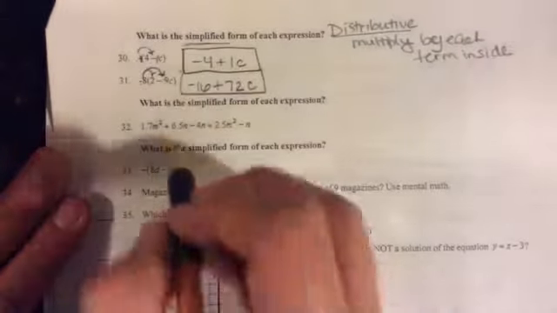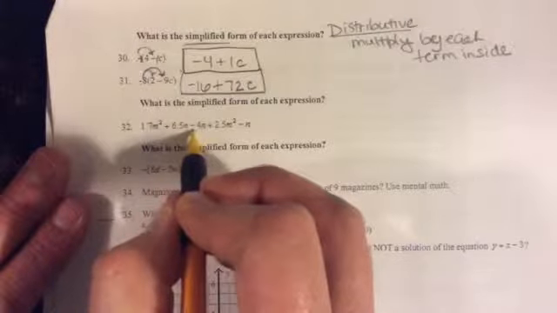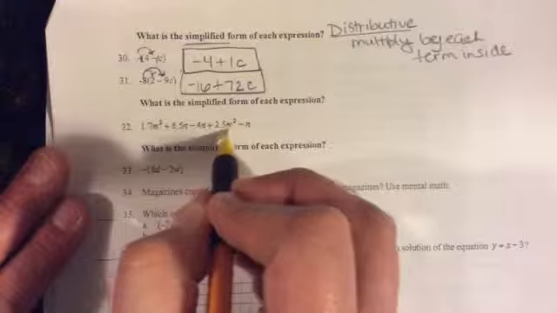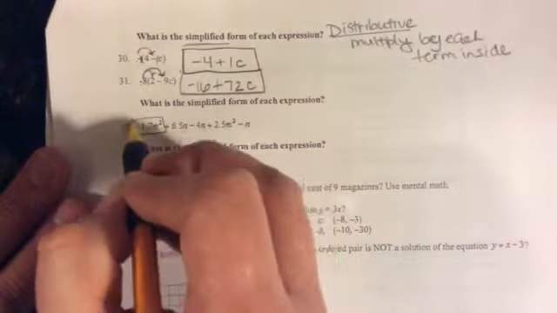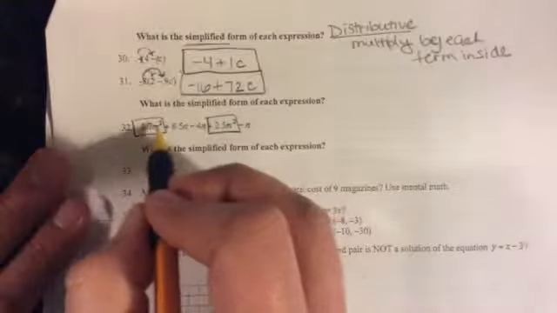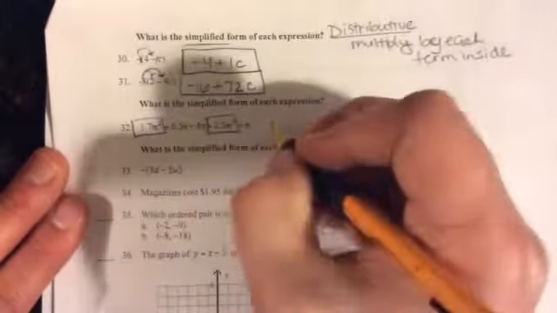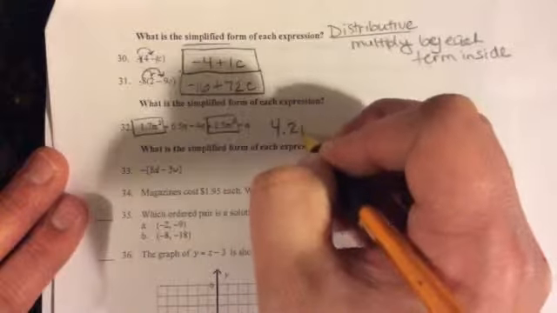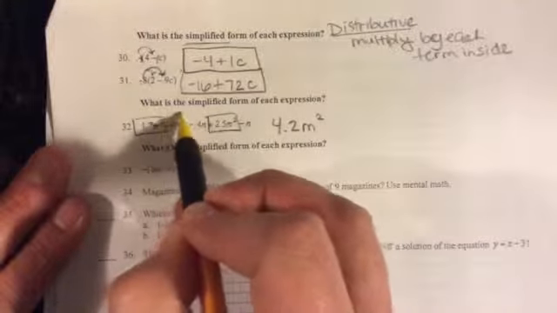Looking at the next one, I see 1.7m squared, 6.5n, minus 4n, plus 2.5m squared, minus n there. I can combine my m squareds, 1.7 plus 2.5, gives me 4.2. My m squared does not change. However, I can use my n's here.